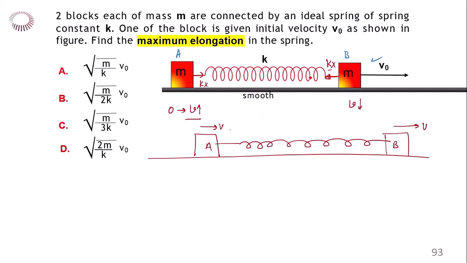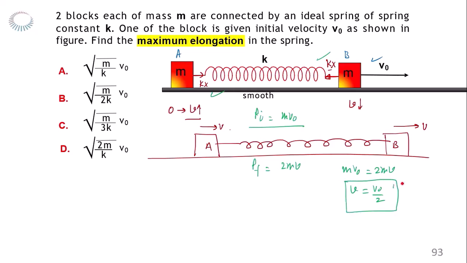Now initially, if I take both the blocks and the spring together as a system, the net force on the system is 0. So kx and kx will cancel out. So what is the initial momentum? Initial momentum should be equal to only m into v naught, because only one block is moving with velocity v naught. And what is the final? P final should be equal to 2m into v, because now both the blocks are moving with velocity v. So m into v naught should be equal to 2m into v. So from that, what I'm getting is that v should be equal to v naught by 2. So v naught by 2 will be the final velocity of both the blocks.